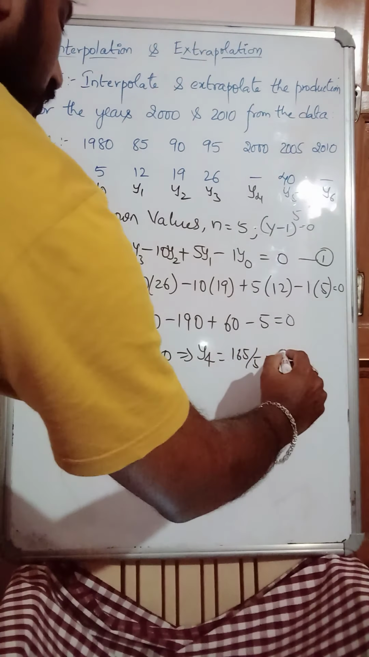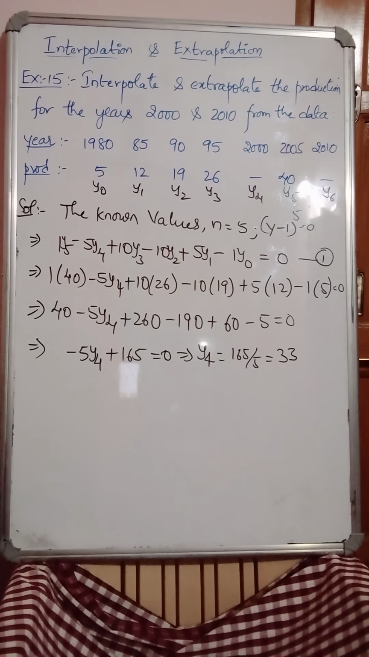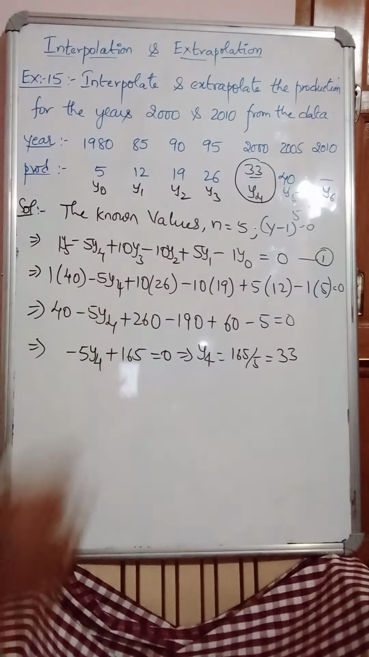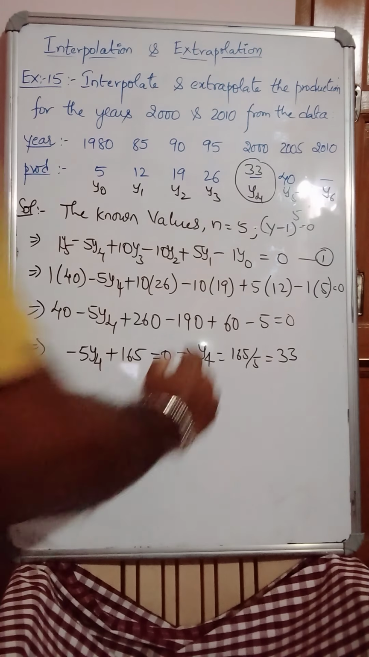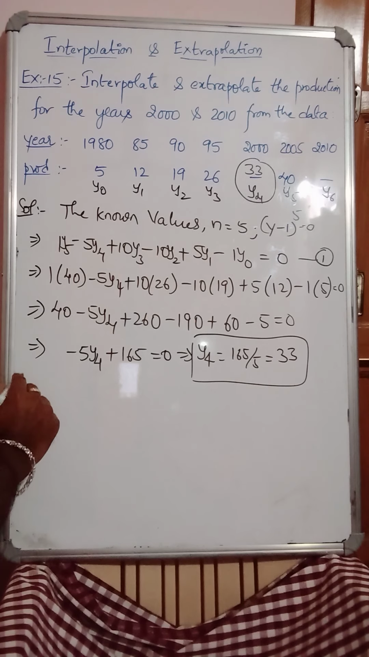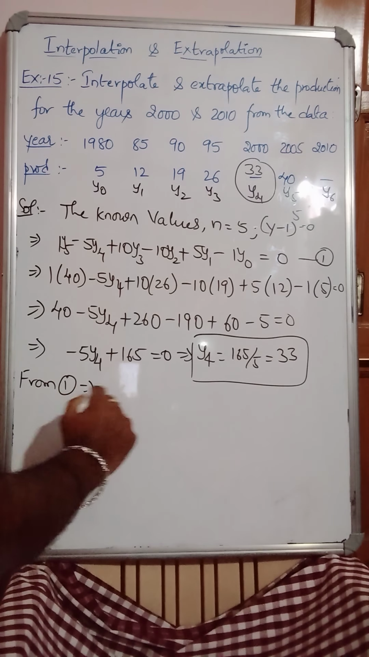How much? 3 5s are 15, 33 5s are 165. The missing value is now 33. We have estimated. Now increase the suffix from 1. Suffixes are to be increased.